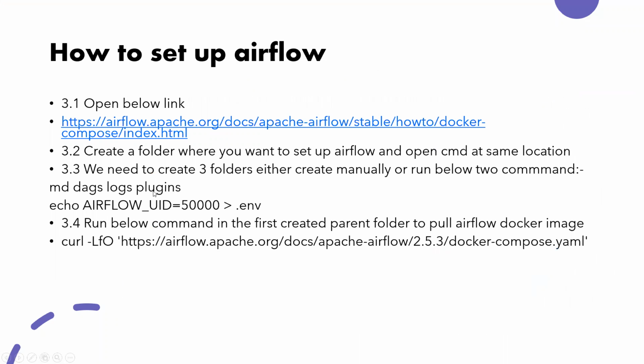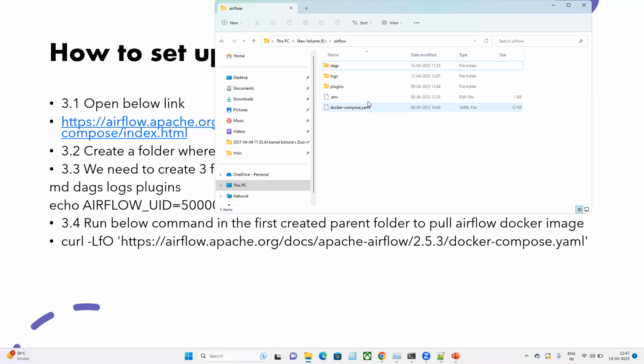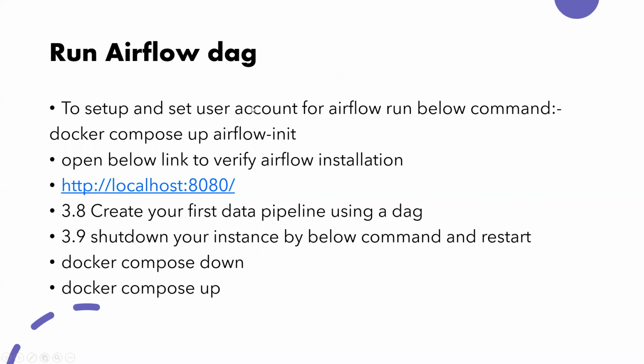After making these directories in a folder, we need to run an echo command. What it will do is create the .env file which is required by Airflow to run, and I will show you how it looks. If you run that command in the Airflow folder, it will create this file, and it will write this property in that file. Then we have already run the command in the YAML step, so in the Airflow folder it will download the YAML. Let's move forward.